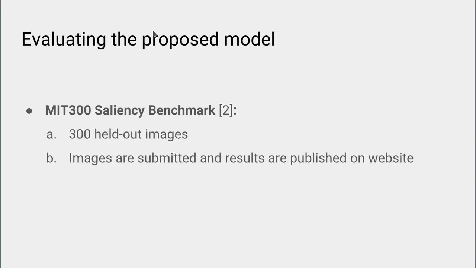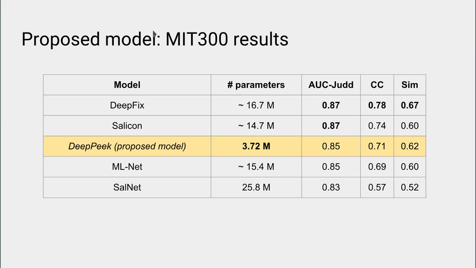MIT maintains a broadly used visual saliency benchmark. One of the most widely used benchmarks is the MIT 300: 300 held out images from a variety of scenes and dimensions. We submitted our model to the MIT 300 benchmark in order to see how it compares to other models. The table shows the main metrics obtained on the MIT 300 benchmark. Results on the website are sorted by AUC JUT.